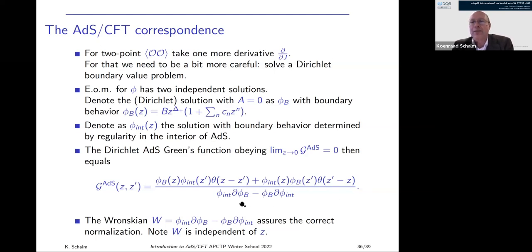Now, as you also may remember from your theory of differential equations, this particular combination, and especially in electrostatics, is important. This combination is called the Wronskian, right? It has several functions. First of all, the simplest one is that it gives you the correct normalization for the Green's function, right? That the operator acting on the Green's function gives you a delta function, okay?